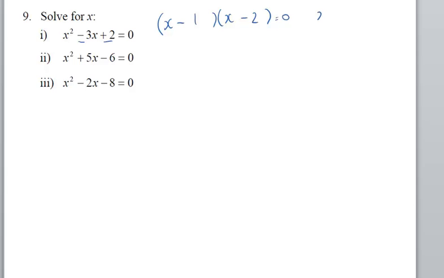So here we know x must be equal to, x minus 1 is equal to 0, or here x minus 2 is equal to 0. So x minus 1, we add 1 and add 1. x is equal to 1. Add 2, x is equal to 2. Looking at question 2.